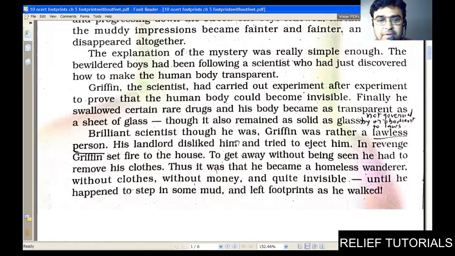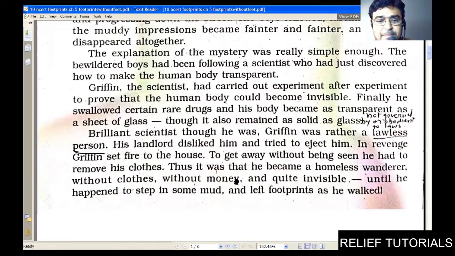In revenge, Griffin set fire to the house. To get away without being seen, he had to remove his clothes. Otherwise, if clothes cover his body, he could be seen by his clothes. So he has to remove his clothes and become naked just to be invisible. Thus it was that he became a homeless wanderer, without clothes, without money, and quite invisible.